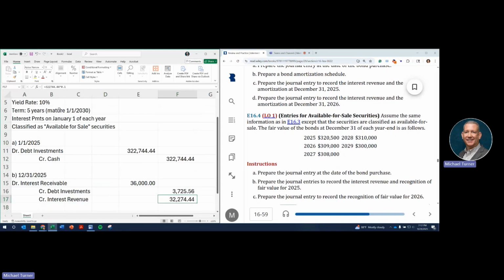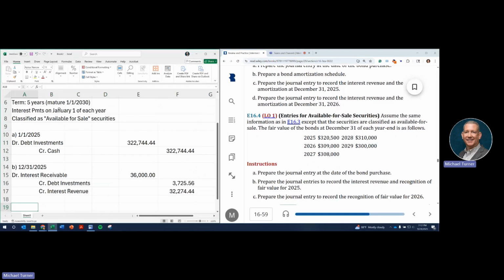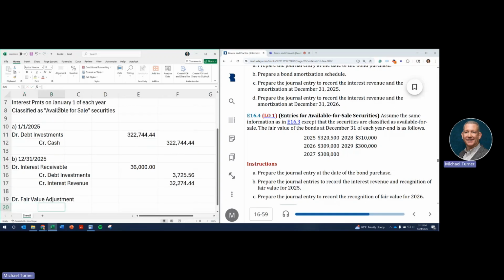So now let's record the recognition of fair value for 2025. So we're still at December 31st, 2025. We will have a debit to the fair value adjustment account, and we'll have a credit to the unrealized holding gain or loss. And this is an equity account.